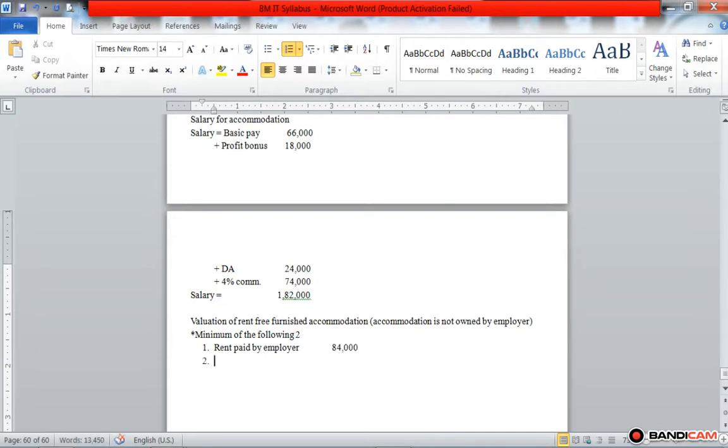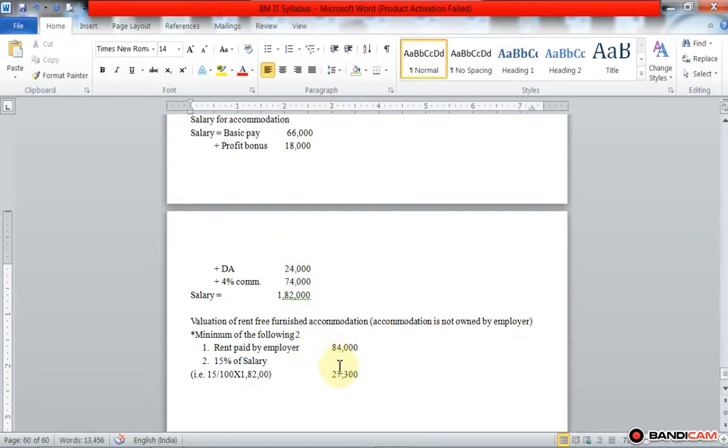Then the second point is 15% of salary. So 15% of salary, that is 15 divided by 100 multiplied by 1,82,000. We compute the salary for accommodation. So here we get an amount, that is 27,300.